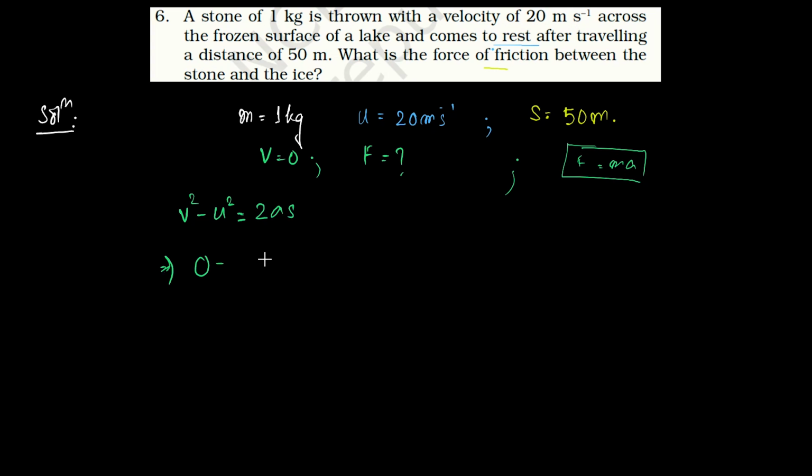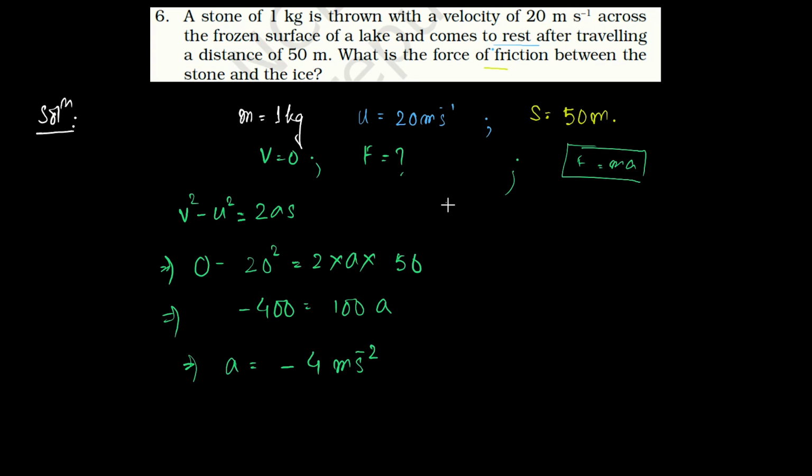u is 20 meter per second. So if you put down the values, 0 minus 20 square equal to 2 into a, we have to find out the a, and s is given as 50. Simple. So minus 400 equal to 100 a. So what is going to be the acceleration? A equal to how much? Minus 4, and the unit will be minus 4 meter per second square. Cool. So this is the value of acceleration.